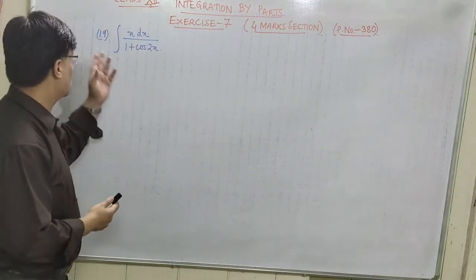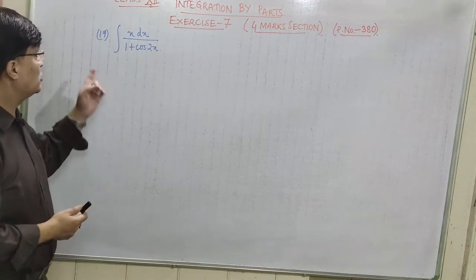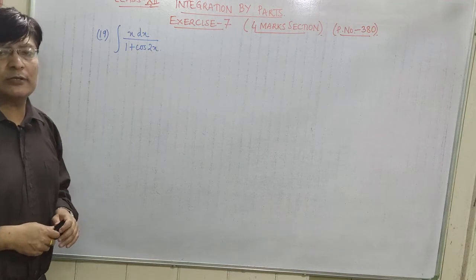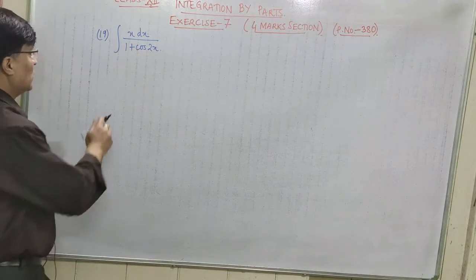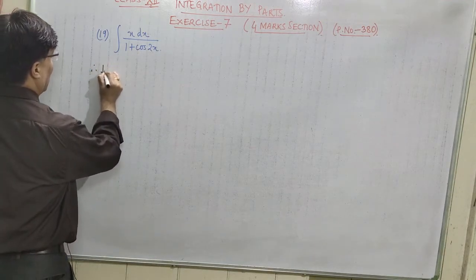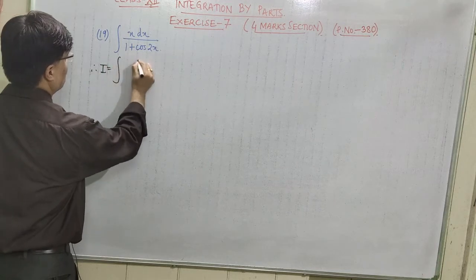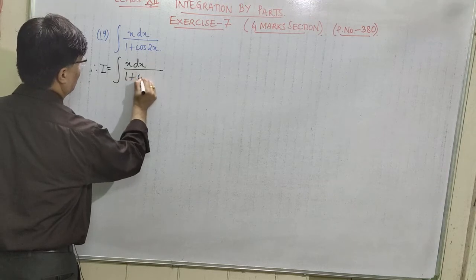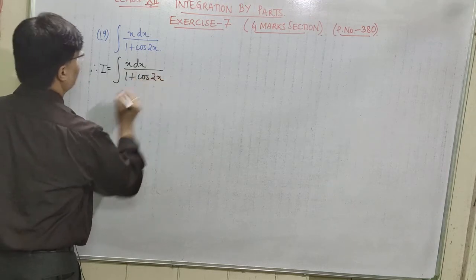So let's do question number 19 now. You have to evaluate this integration, that is integration of x dx divided by 1 plus cos 2x. So let us first write I is equal to integration of x dx divided by 1 plus cos 2x.